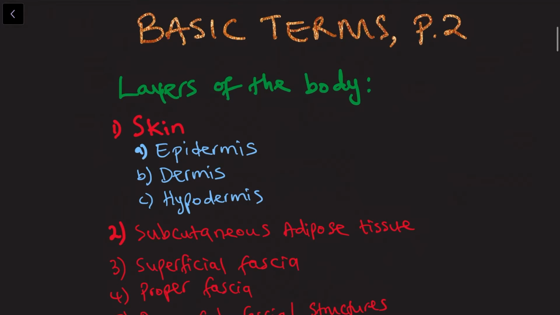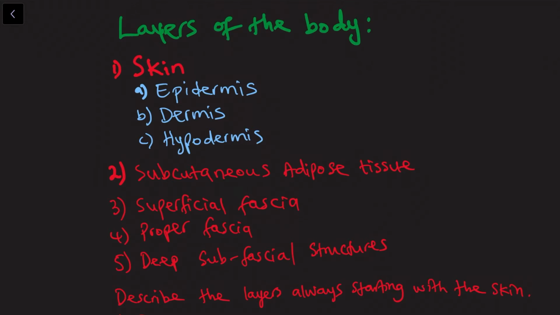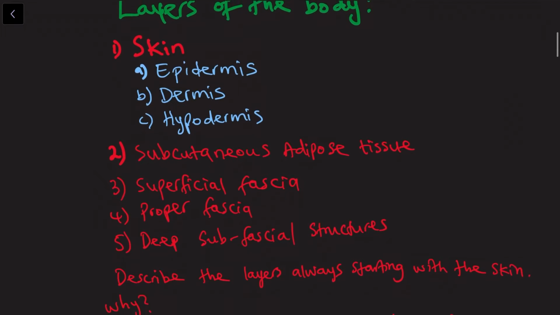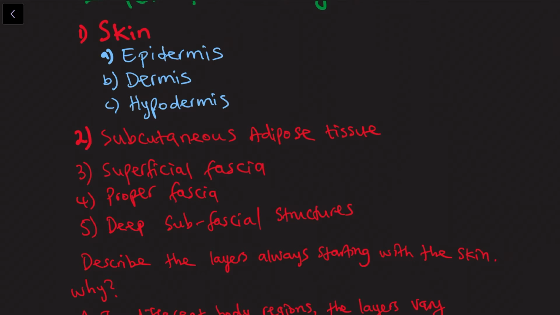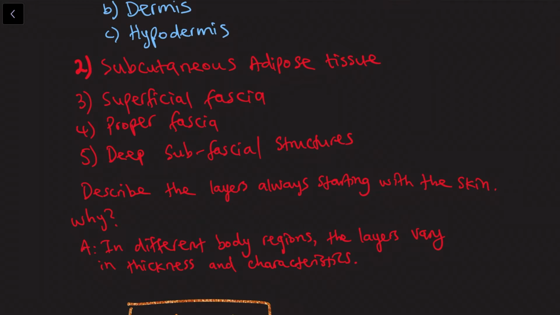All right. So we are continuing with our basic terms, with our basic terminology in topographic anatomy. This is part 2, and as we mentioned last time, we talked about the different layers of the body. You have the skin, which is also divided into the epidermis, the dermis, and the hypodermis, followed by the subcutaneous adipose tissue, which is then followed by the superficial fascia, then followed by the proper fascia, and then that is followed further by the deep subfascial structures, which can be visceral organs, which can be arteries, veins, nerves, tendons, and so on and so forth.